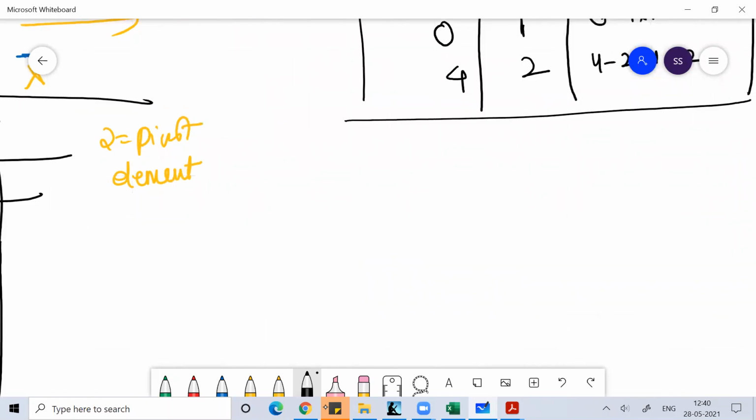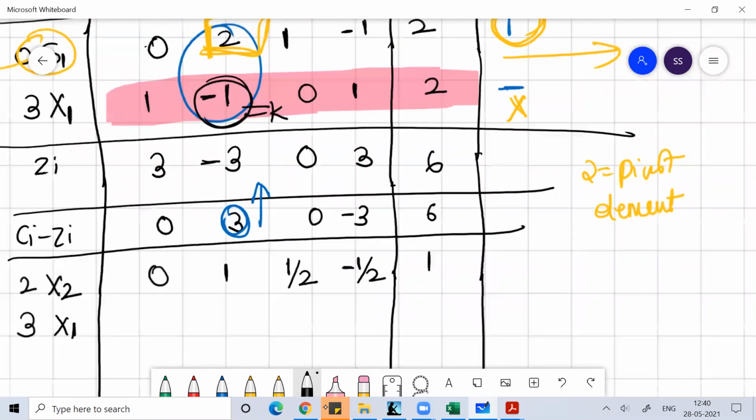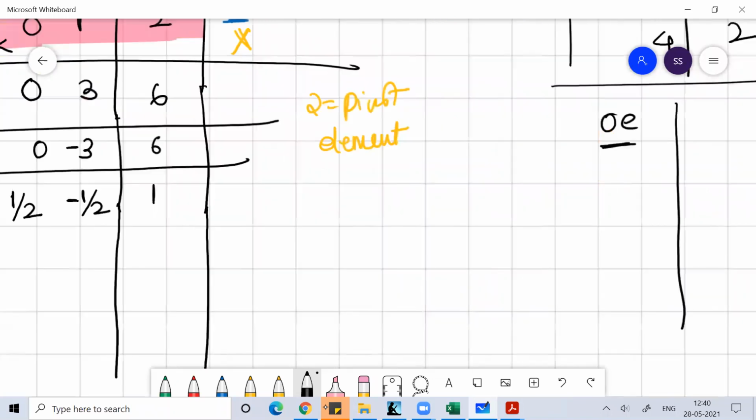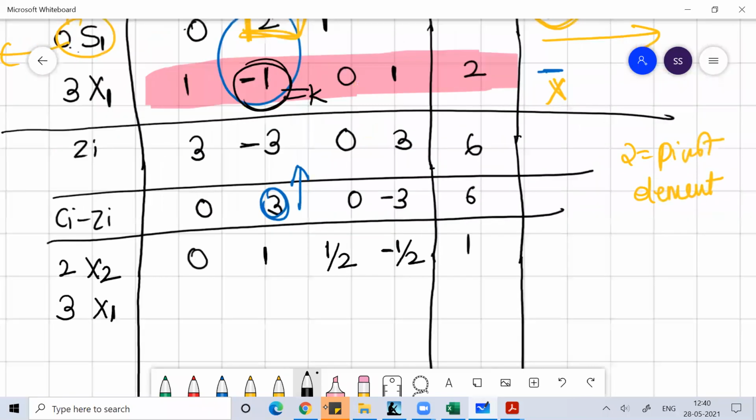Now I have to find the value of x1, so I'll write the old element. What are the old elements? The old values of x1: 1, minus 1, 0, 1, and 2.